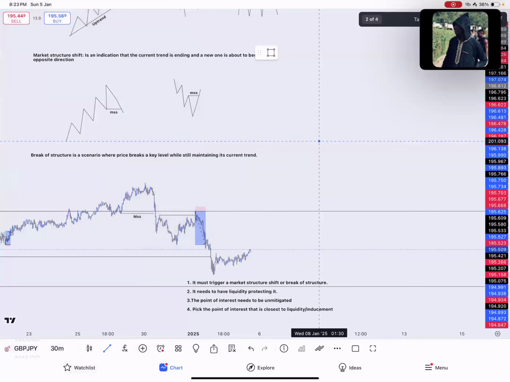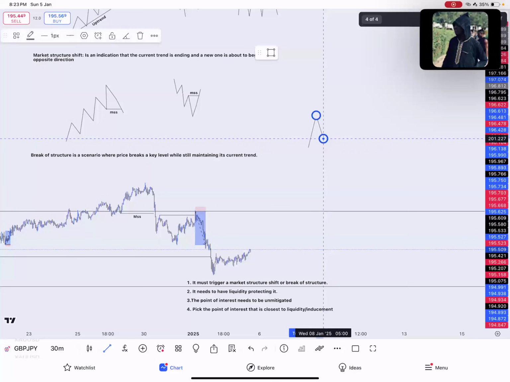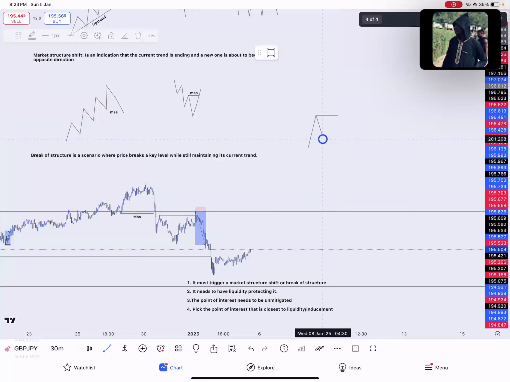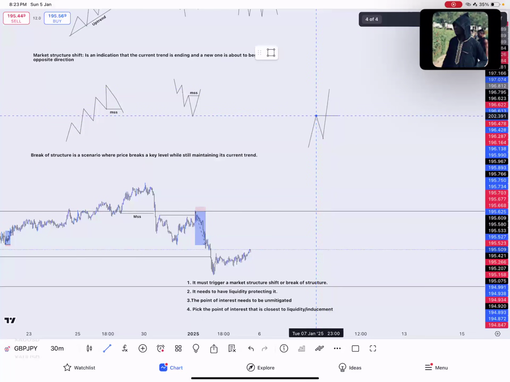Now, if price is on an uptrend, making higher highs and then higher lows, once it makes this higher low here, this last high here becomes a what? A key level, which is now a resistance level in markets. If price happens to come here and break this key level, then there has been a break of structure here. The market will do what?